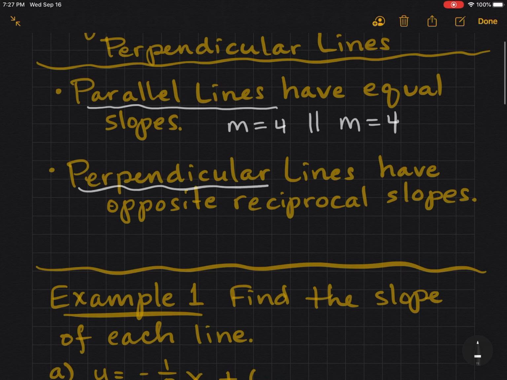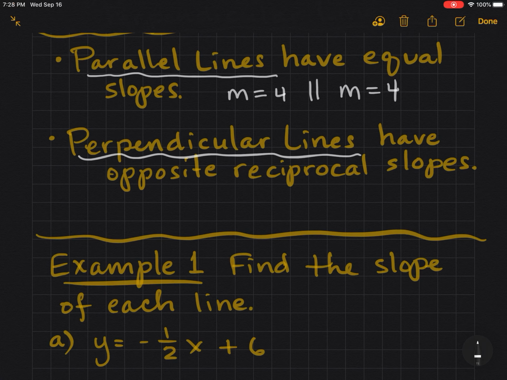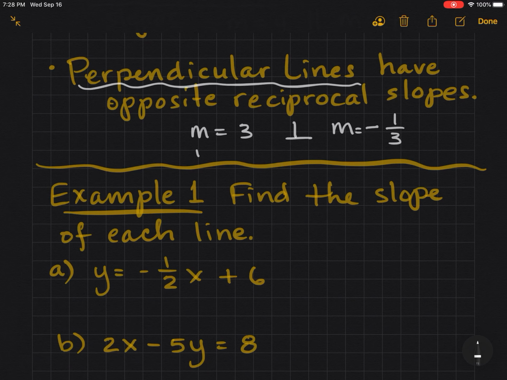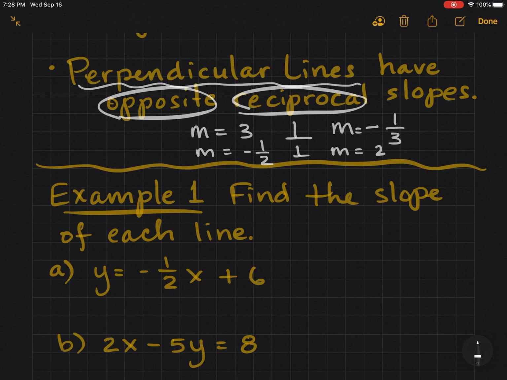Whereas perpendicular lines have opposite reciprocal slopes. So if the slope was 3, the perpendicular slope would be negative 1/3. As well, if the slope was, let's say, negative 1/2, the perpendicular slope would be positive 2. You change the sign, that's the opposite, and you flip it, that's the reciprocal.